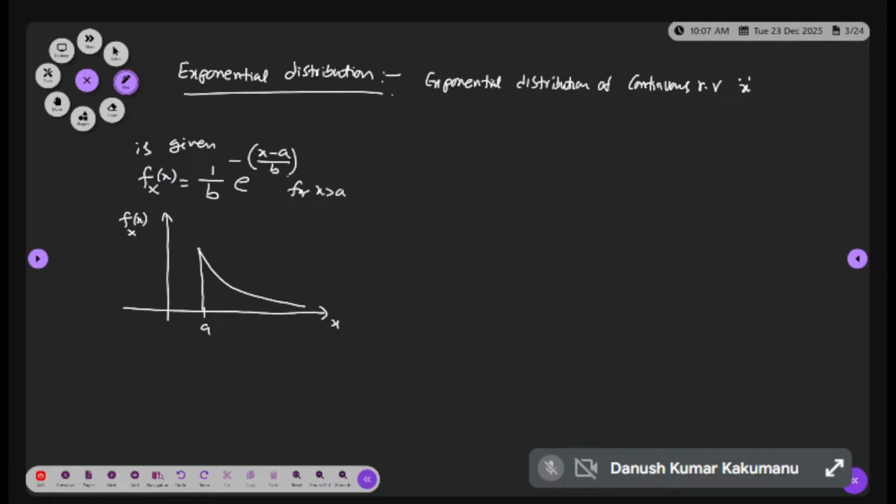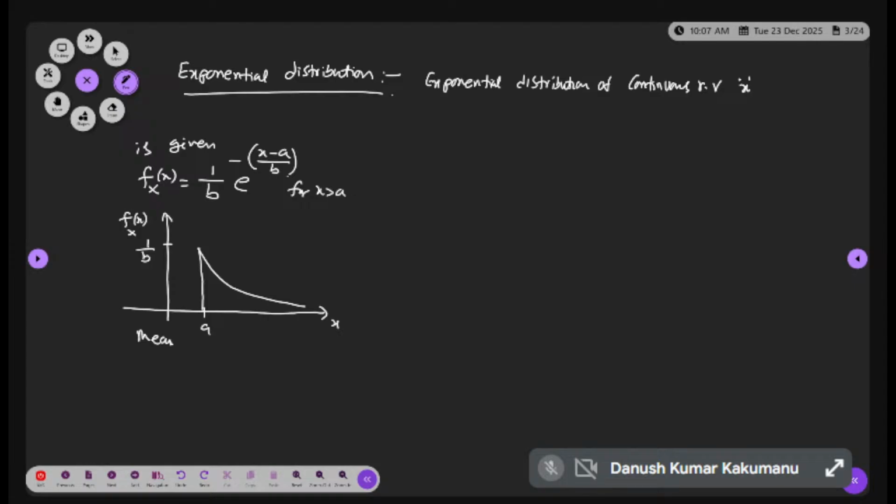At x is equal to a, what is the result of this one? E power 0. How much is the amplitude here? 1 by b. At x is equal to a, the amplitude is 1 by b.